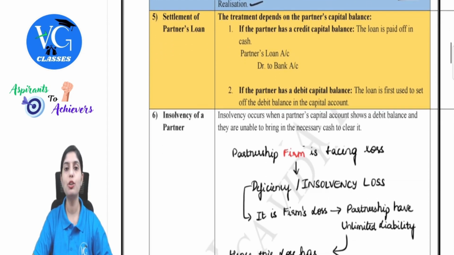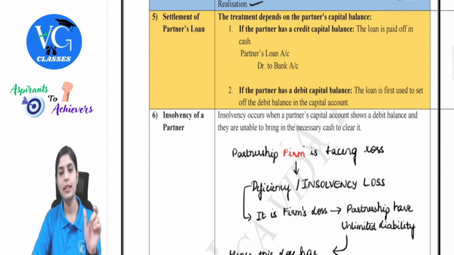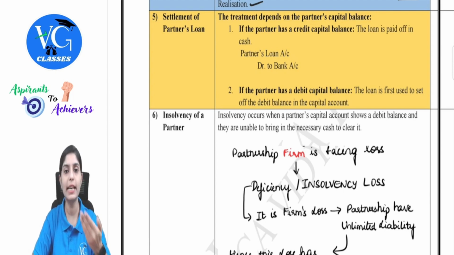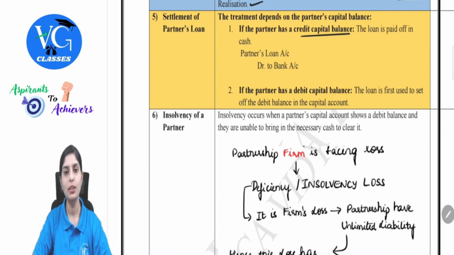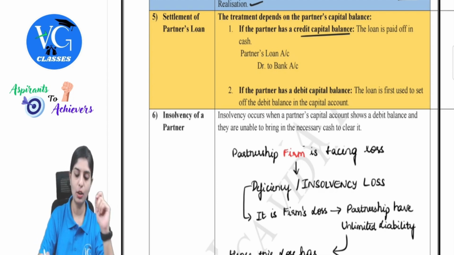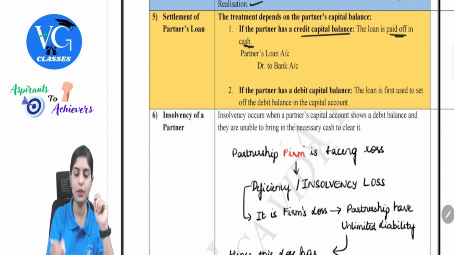So next, settlement of partner's loan. Now, with respect to partner's loan, if it is present on the liability side, this is not an outside liability. So how to realize this? The treatment depends on the partner's capital balance. If the partner has a credit capital balance, understand one thing, partner's loan is a firm's liability. Partner's loan will also have a credit balance. Partner's capital will also have a credit balance. That means both should be paid by the firm. The loan is paid off in cash. So this is what we consider.